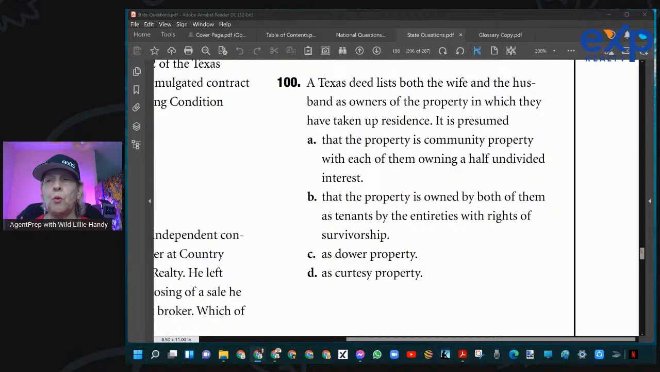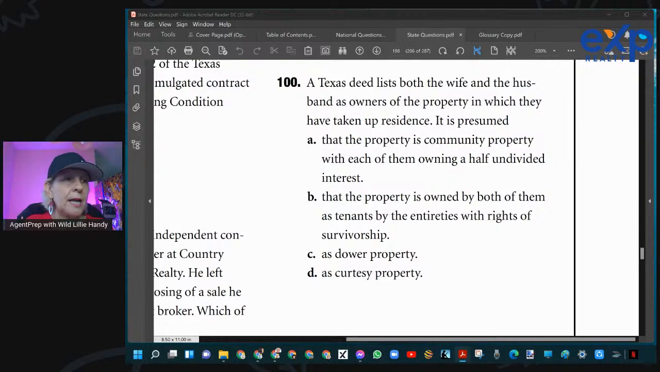So in Texas, what is it called? Is it community property, half undivided interest? Is it tenants by the entirety, a dower, or a courtesy? If you're not in Texas, then you are probably going to think of a different one, because in many other states it's called tenants by the entirety. So I just helped you with an answer there.